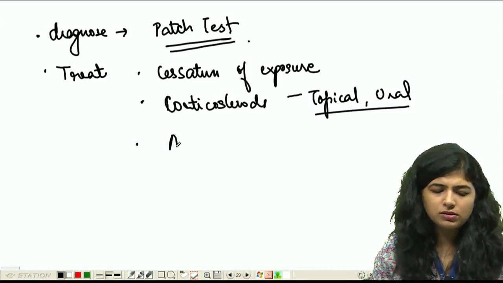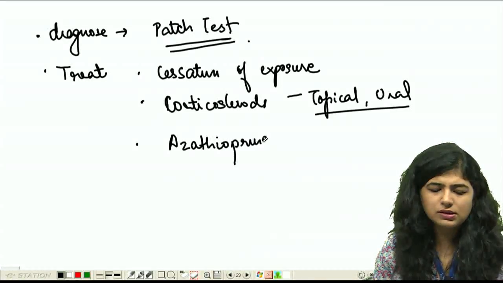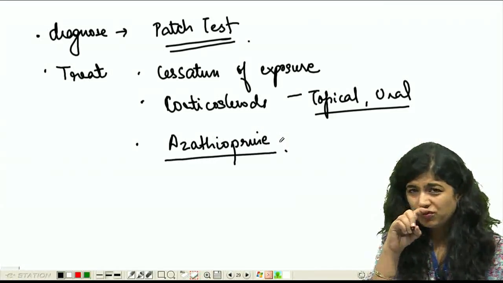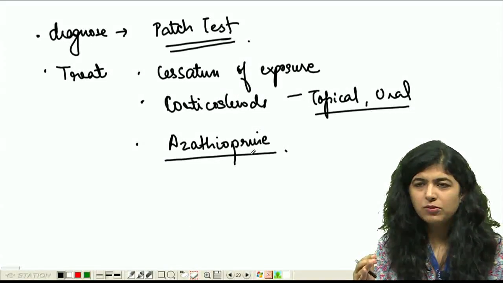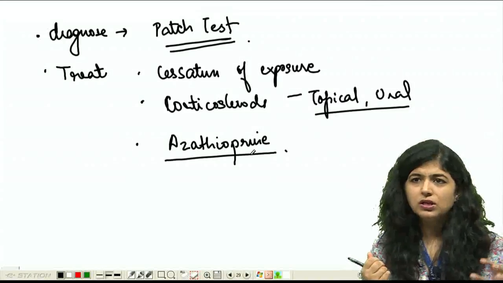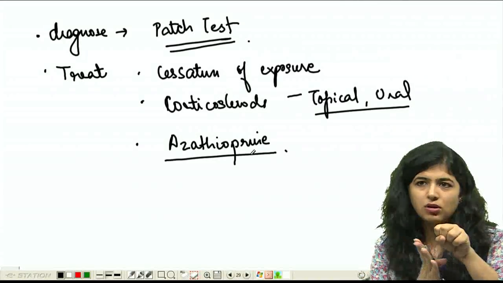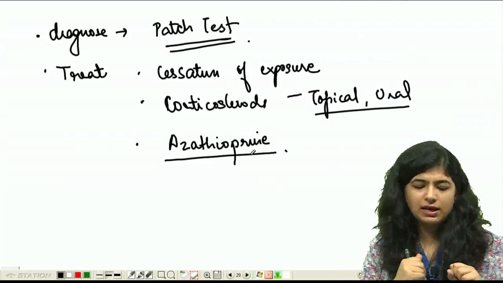What is the next option? The next option is azathioprine. Excellent results in ABCD. Like, our patients improve dramatically once you start them with steroids. Also azathioprine. Azathioprine takes some time to act. So meanwhile the steroids control the disease. Long term you move them to azathioprine.